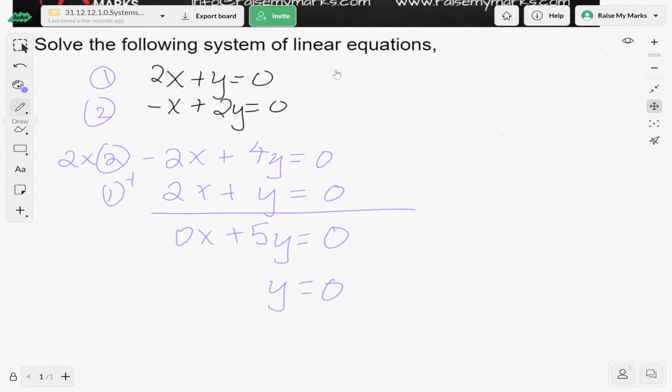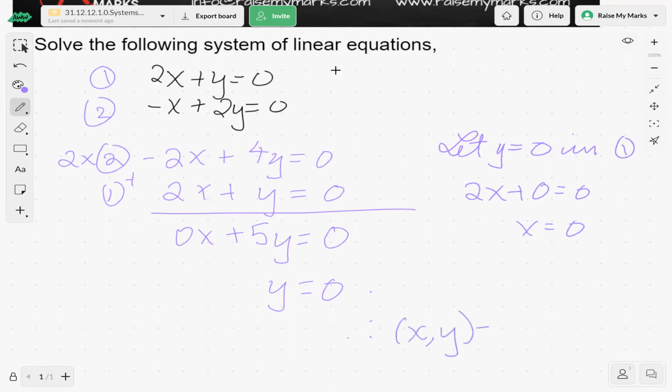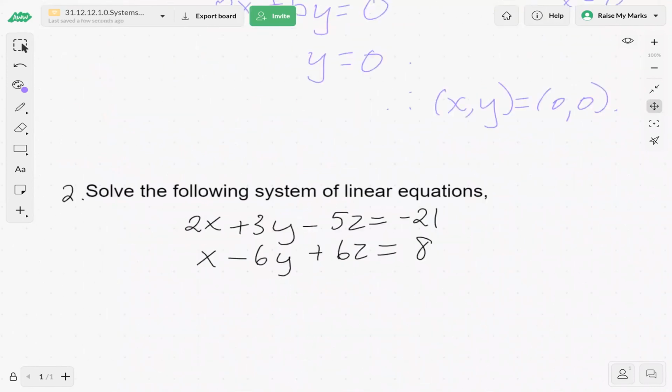We're going to take that y value and plug it into one of our two equations. So y equals 0 in, say, equation 1. And then we get 2x plus 0 equals 0 and x equals 0. So therefore, (x, y) equals (0, 0). So we've solved our system of linear equations. Not a very exciting solution.